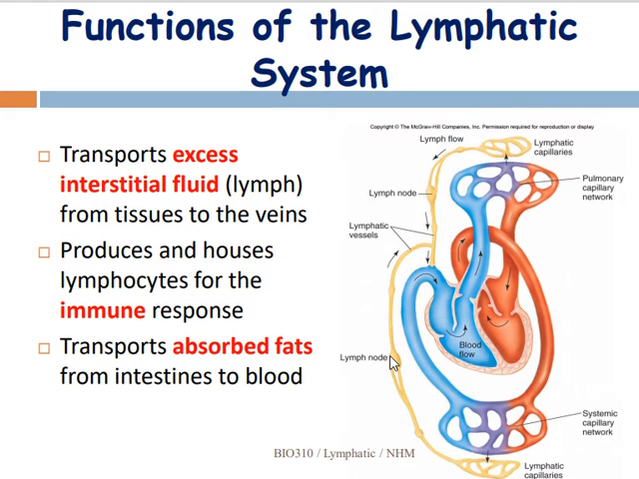So, therefore, the lymphatic system is a system used to transport the lymph, or the excess interstitial fluid, from the tissue to the vein, back to the heart. It is also used to produce and house the lymphocytes, which are responsible for the immune defense later, and it also functions to transport the fat from our intestine back to the blood.